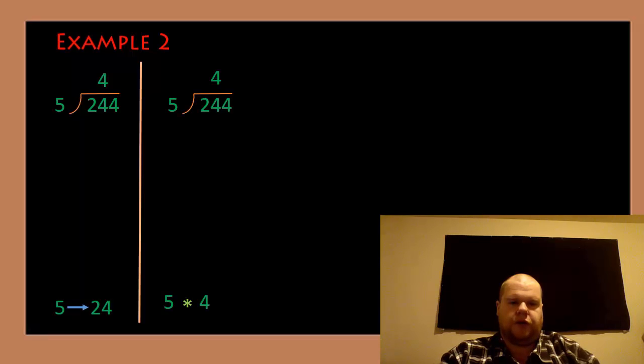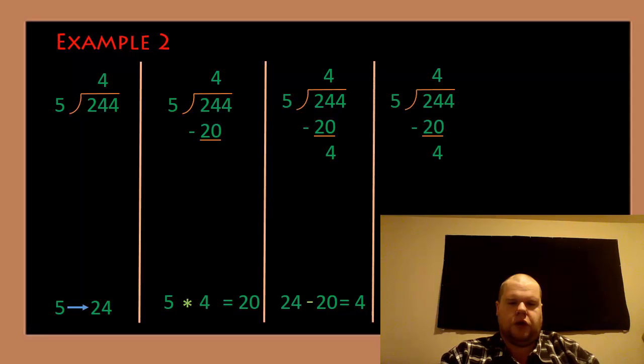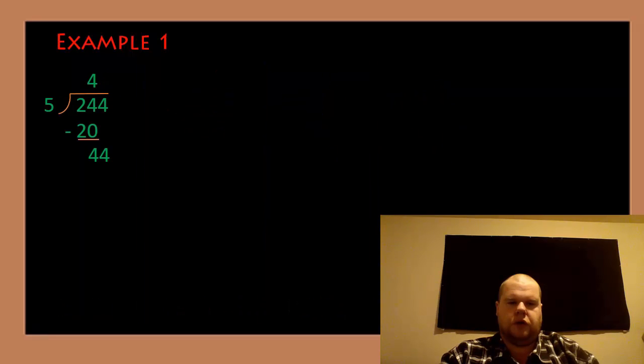So 5 times 4 is 20. Subtract 20 from 24. 24 minus 20 is 4. And then our 4th step, we need to bring down our next digit. In this case, it's another 4 to get 44.